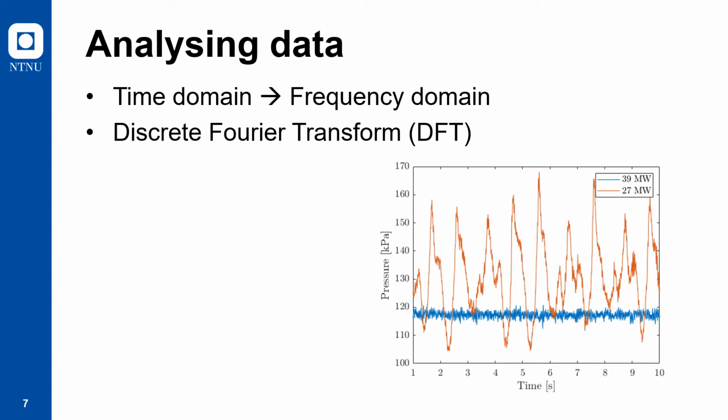If we plot the signal from one sensor, we get this graph. It shows pressure pulsations when the runner is operating at best efficiency point and where the draft tube vortex is dominating the most, which was at 27 megawatts. The graph shown is plotted in the time domain, but it's difficult to read anything from this. Therefore, we want to transfer it to the frequency domain. That is done using the discrete Fourier transform.